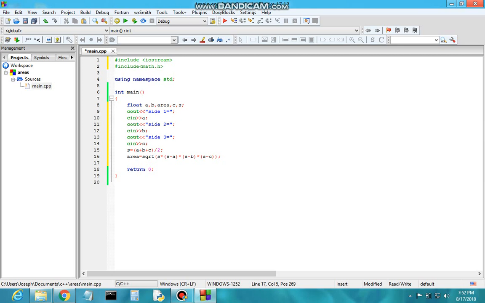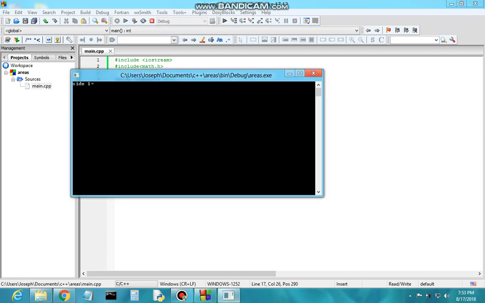And cout area. Now it should work. Yes, no errors. Side 1, let's give 2, 2 and 2. It's an equilateral triangle. Area is 1.73205. That is correct. If you don't trust me, you can just calculate it. Yep, that's the right answer.